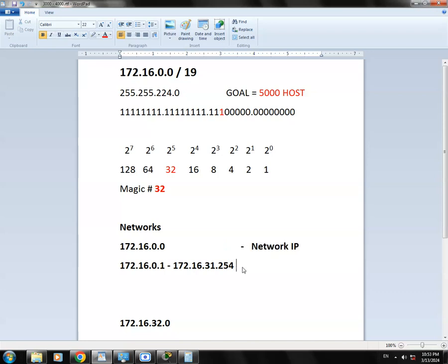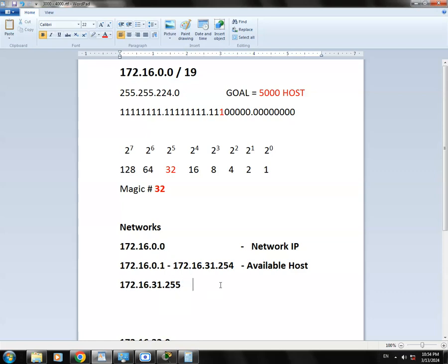Let's fix this. All right, so these are the available hosts. 16.0.1, this is the first host. So it will end up at 172.16.31.254. Okay, we're good to go. And the broadcast IP address, I'll just have to copy this, and change this to the last host on this network IP address.